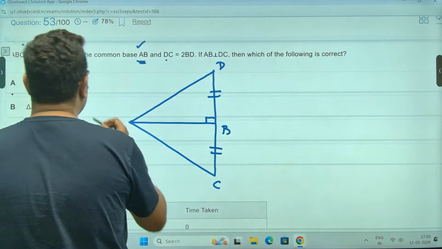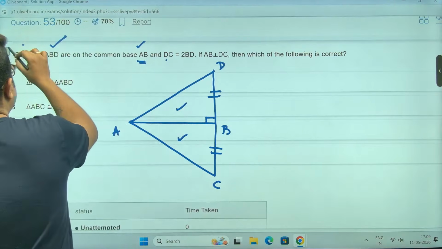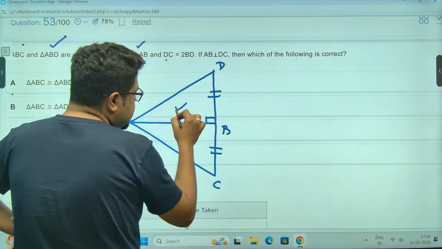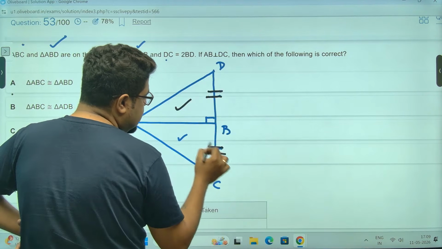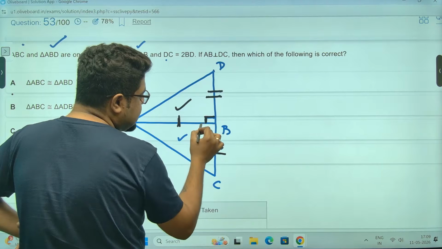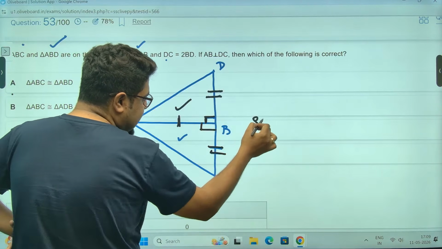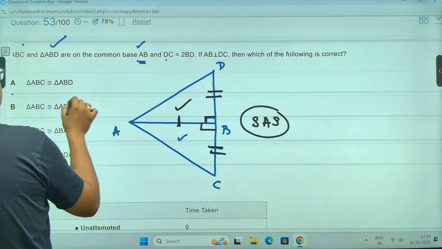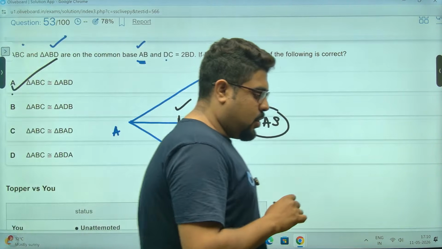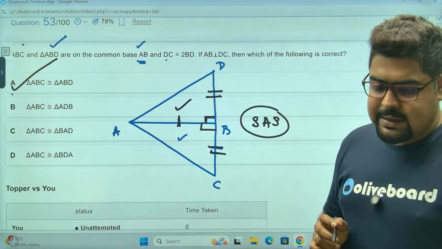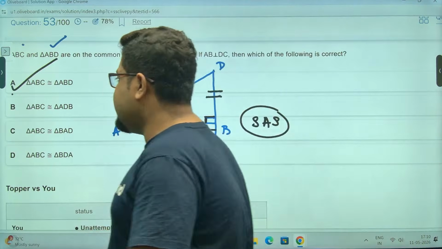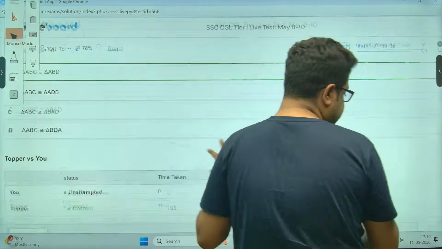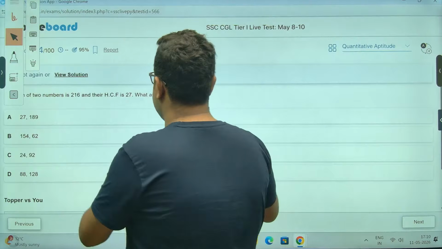Following is correct. Sir, these two triangles are congruent actually. Just by looking at this, I can say. Why? Because you see, this is equal to this. This is the common side and this angle is equal to this angle. So by using the SAS property, side angle side, I can say these two triangles ABC, ABD are congruent. Sir, option A is the correct answer, without fail. Clear everyone? Clear, sir? Again, a very simple question, sir. Next one, please.